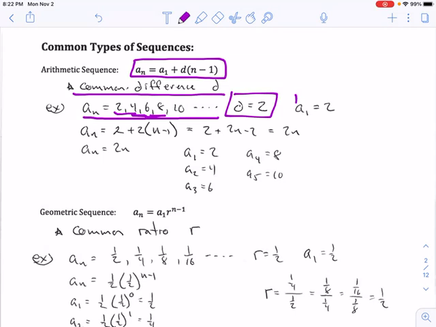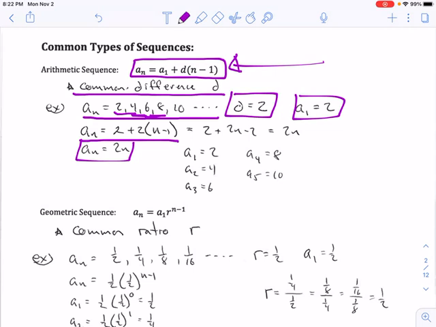The first term of the sequence is also 2. So by plugging those into this little nth term formula, we would get this. A sub n is equal to 2, the first term of the sequence, plus the common difference, 2, times n minus 1. And then algebraically simplifying that, we end up with a sub n is equal to 2n. That would be the general formula for the sequence, or the nth term formula for the sequence.